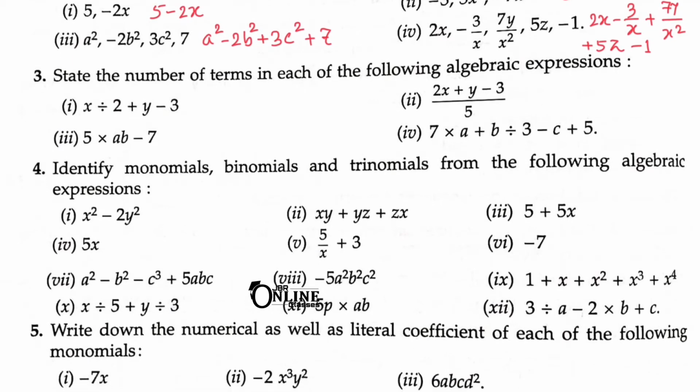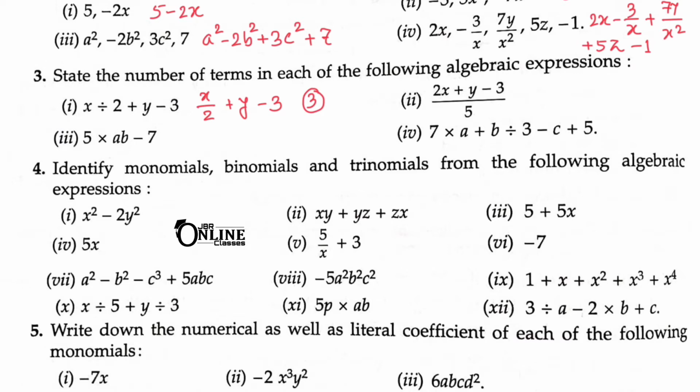Now let's move on to sum number 3. State the number of terms in each of the following algebraic expressions. So as here x divide 2, that means you can write this one as x by 2, then plus y minus 3. So how many terms are there? Total 3 terms. Okay, x by 2, y and minus 3. So your answer is here 3 terms.